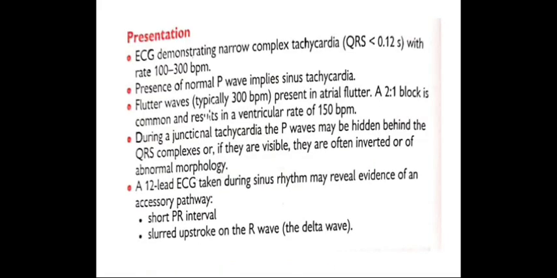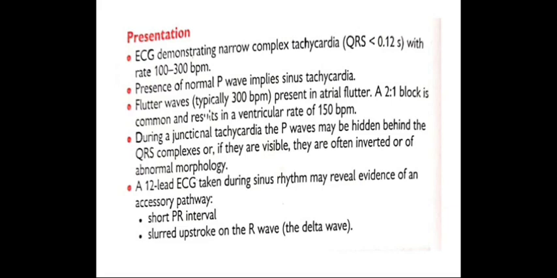Now we will see the presentation. The ECG demonstrates narrow complex tachycardia. Narrow complex means QRS less than 0.12 second with heart rate between 100 to 300 beats per minute. The presence of normal P wave will indicate sinus tachycardia. Flutter waves, typically at a rate of 300 beats per minute, are present in atrial flutter. A 2:1 block is common and it results in a ventricular rate of 150 beats per minute.